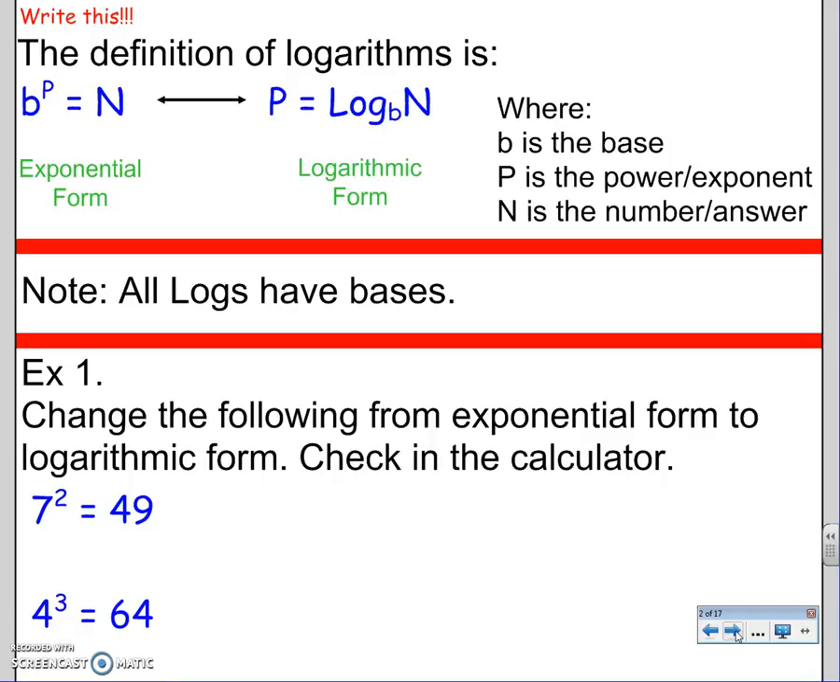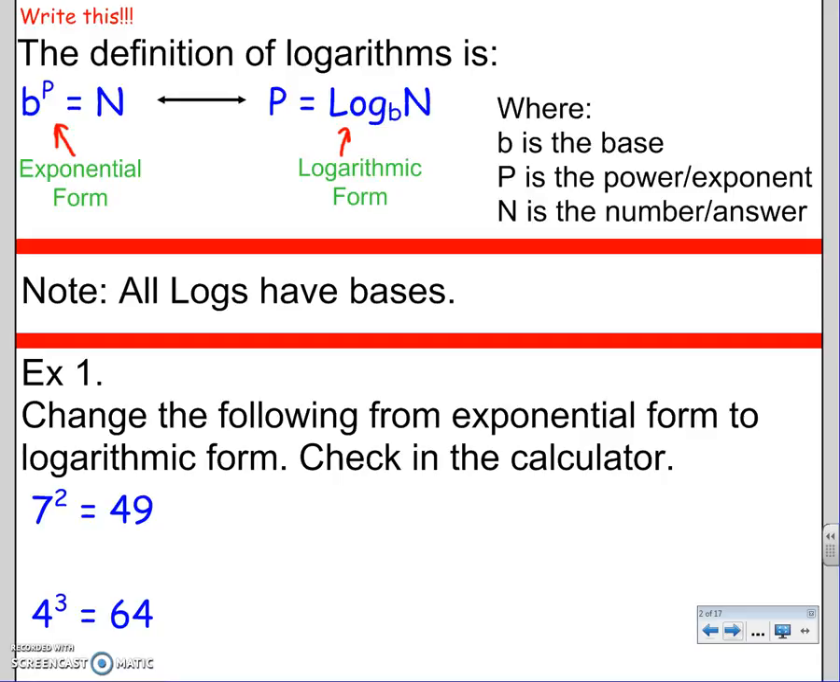All right. That left side is called exponential form because you have an exponent. Basically, p is the exponent power. The right side is called logarithmic form because you have the word log in there. Now notice you have no exponent on the right side. So what logs do is they get rid of exponents and bring them down. But you can go backwards and forwards. So basically, exponents get rid of logs.